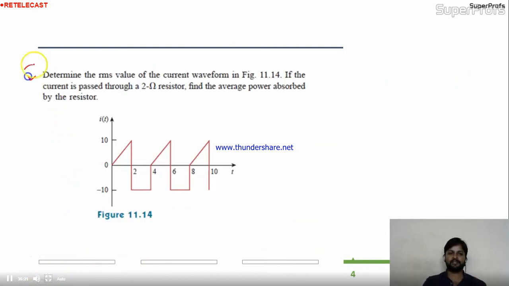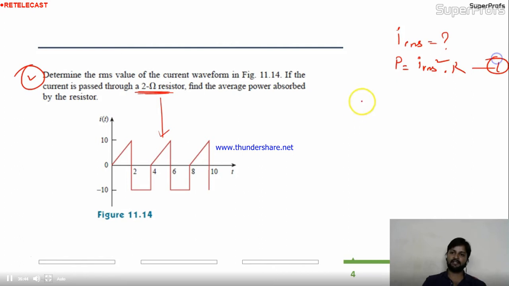Come to the next one. The question says, determine the RMS value of the current waveform. This is the current waveform given over here. If the current is passed through a 2 ohm resistor, find the average power. Average power is also asked. So first, if you can find the RMS value, the average power you can easily find: Irms square into R, right? First, we'll find the RMS value.